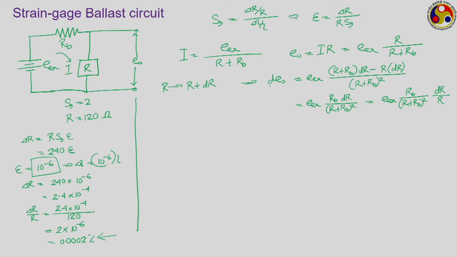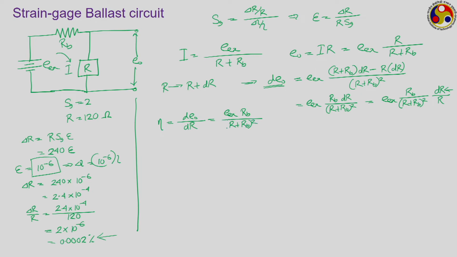So, this is the change in output, E naught initially having some value, and this is the corresponding input dr, in your ballast circuit. We have to check the sensitivity of this one. Now, how can we define sensitivity? Do you remember the definition of sensitivity? Sensitivity is the change in output corresponding to per unit change in input. What is your output here? E naught is the output. So, this is the change in output corresponding to the change in input dr. If we take help from the previous expression, this can be written as EEX RB by R plus RB whole square.